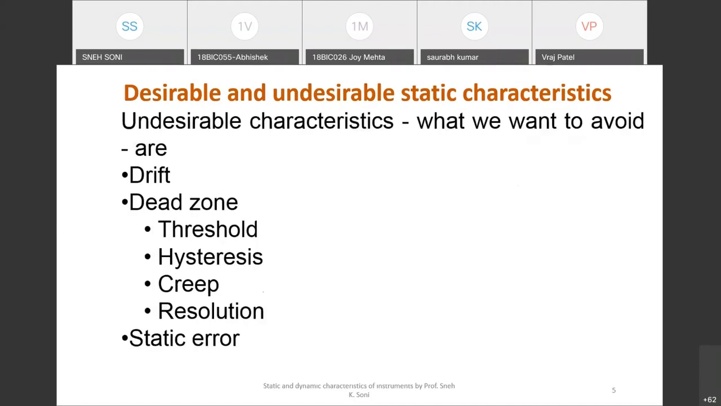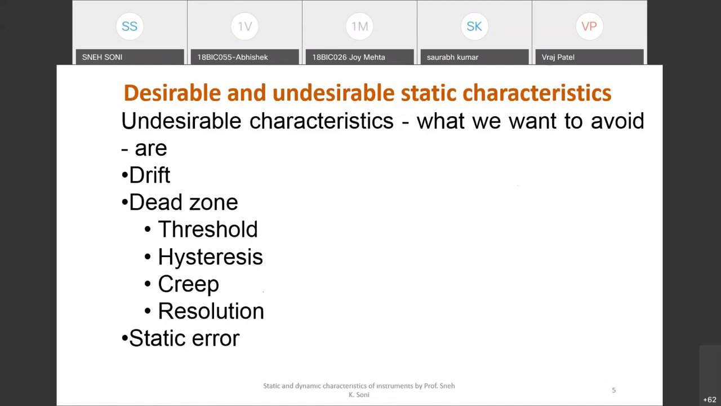Now, undesired characteristics are those we actually want to avoid, or we don't want, right? So undesired characteristics are drift, then dead zone. Dead zone also has some categories like threshold, hysteresis, creep, resolution, static error. These are undesired characteristics, and they are specifically static characteristics. I'm explaining each and every term in detail so that you will get a clear idea. But before that, desired means you want to achieve those, and undesired means you want to avoid those. So this is my list of undesired characteristics.